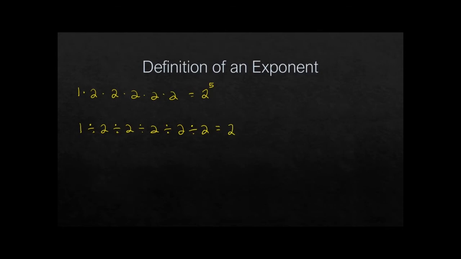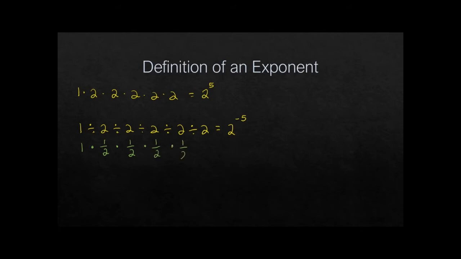So I have 1, 2, 3, 4, 5 2's here, but they're all being divided, so I can write this with a negative exponent, 2 to the negative 5th. So you can think of negative exponents as dividing by that number multiple times versus multiplying multiple times. Another way to look at this is to convert all of those divisions to multiplying by the reciprocal, because we know that division can be written as multiplication. So instead I turn all of these into multiplying by the reciprocal of 2, which is 1/2.